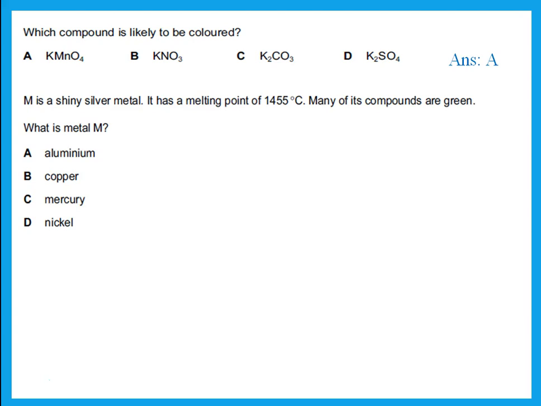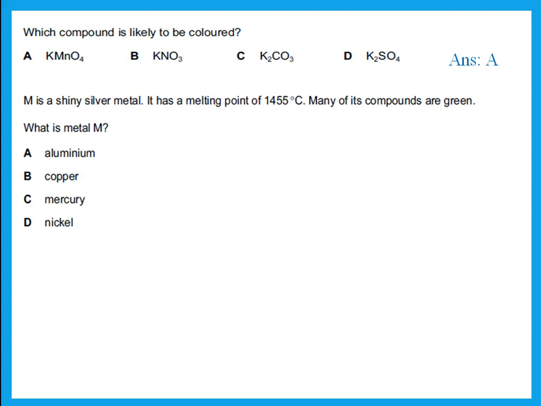Okay, M is a shiny silver metal. So first of all, we have 4 metals, aluminium, copper, mercury, nickel, and we're supposed to choose from them. Now, if he says it's a shiny silver metal, which one is not correct? Shiny silvery: aluminium is shiny silvery, mercury, nickel, but not copper. You should know that copper is not silvery, it is reddish brown. So, if we're talking about M is a shiny silvery metal, so B is wrong.